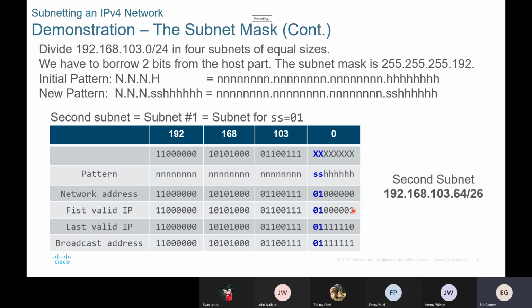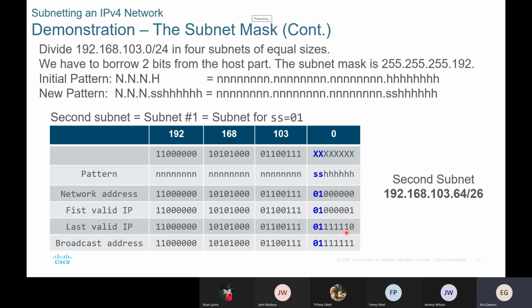Now, of course, this has to be one IP address after .64. After .64, we have .65. How do we get it? The first valid IP address: we change all the host bits to 0 except the very last one. Here we have 6 host bits, so we change them all to 0 except the very last one. And if you look, this number is 65. That's correct. It's one IP address after 64.